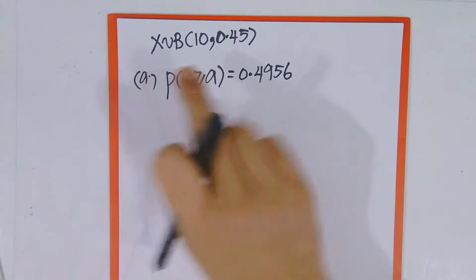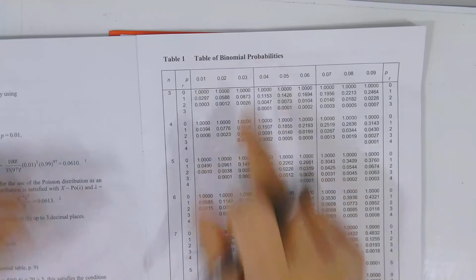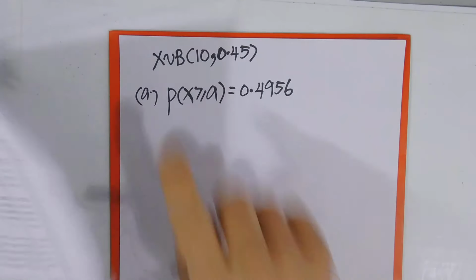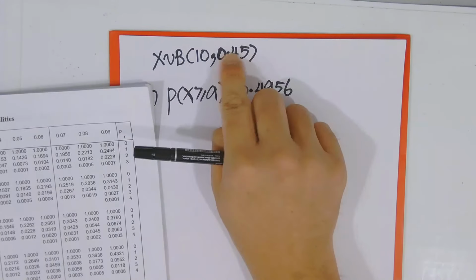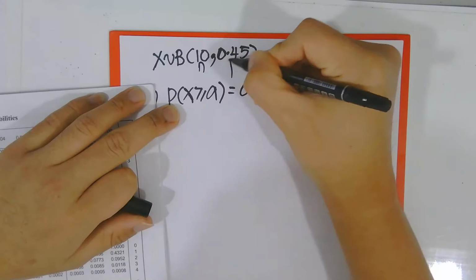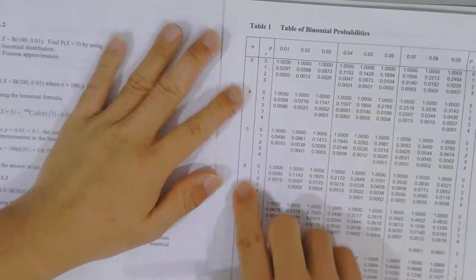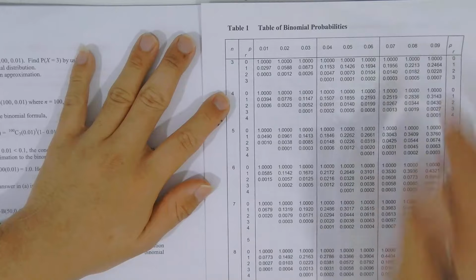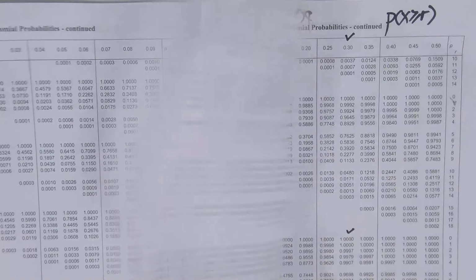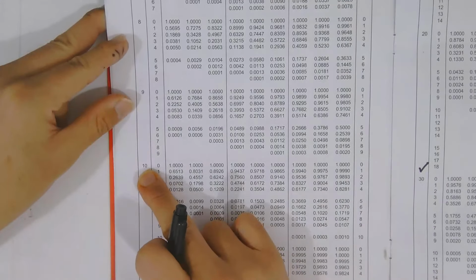If you want to find the value of this distribution, you have to go for Table 1, binomial probability. At first, let's look at this. The number of samples is 10, and the probability of success is 0.45. This is your N, and this is your P. So the value of N here is 10. Definitely you're not going to search here because the probability here is only up to 0.09. So you're going to flip to pages 5, 7, and you will know that it's around here, 10.